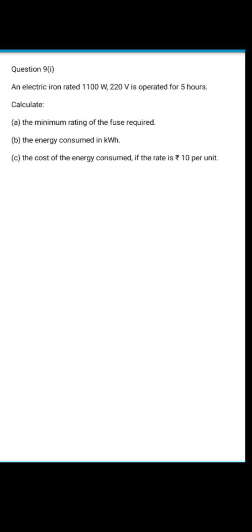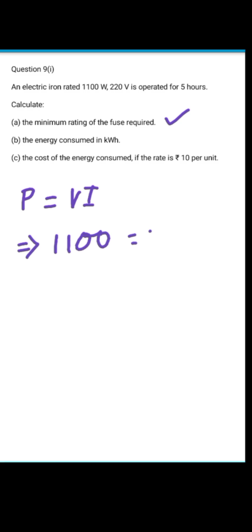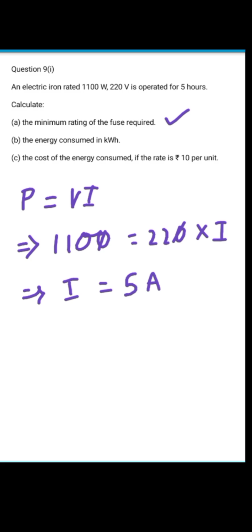Now you have to find the minimum rating of the fuse required. That means you have to find the current rating of the fuse. We know the formula, P is equal to VI. Let's just put the values. 1100 equals 220 into I. On solving it, you are going to get the value as 5 ampere. This is the minimum rating of the fuse which you need to attach to the circuit.